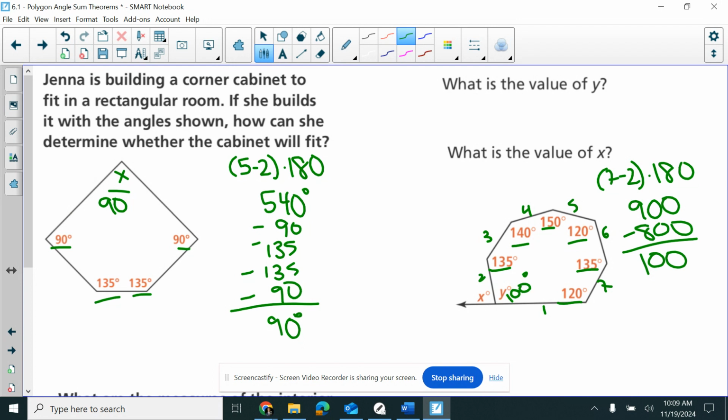To solve for x, then I know that x and y form a straight line, so they're a linear pair. So x would have to be 80 because those two angles have to add up to 180.